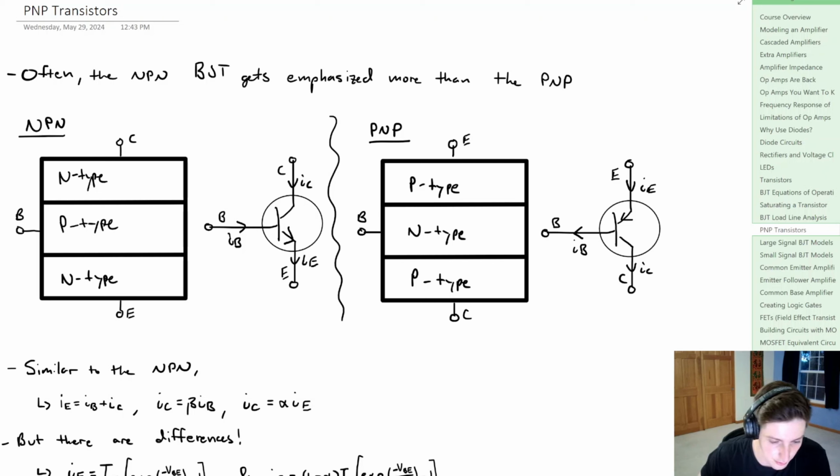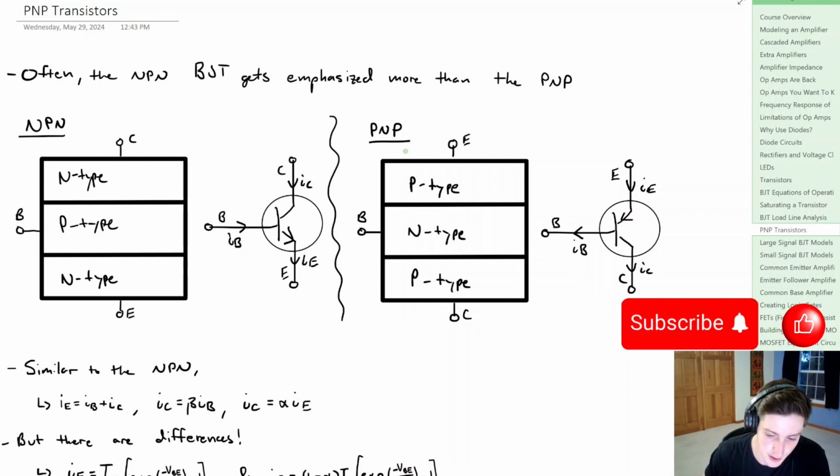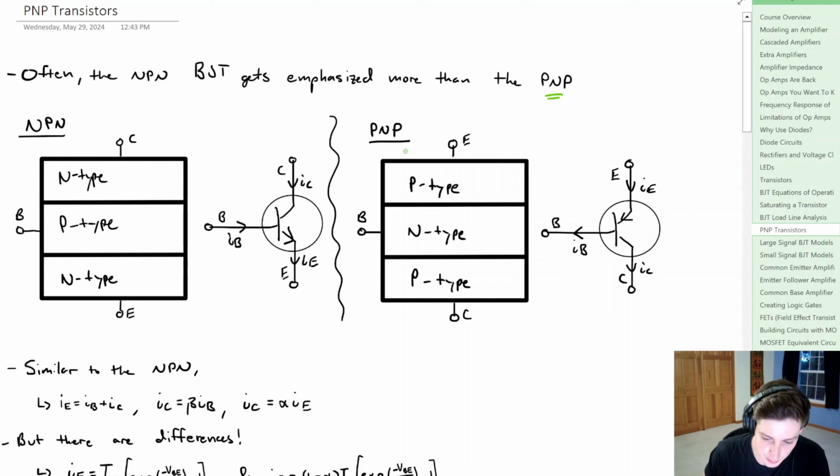Okay, so this video is going to cover PNP transistors. Now, often in an intro to electronics course, we would mainly look at NPN transistors or NPN BJTs. That gets most of the emphasis. And then later on in more of an advanced course, we'd get into the PNP transistors. But we're going to slightly just touch on them for now.